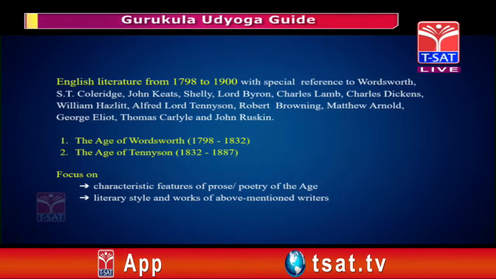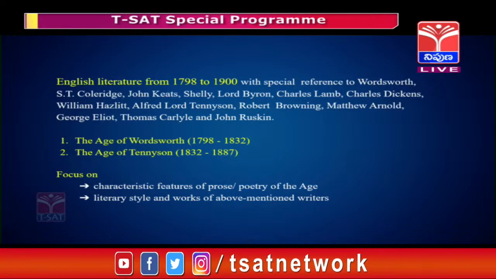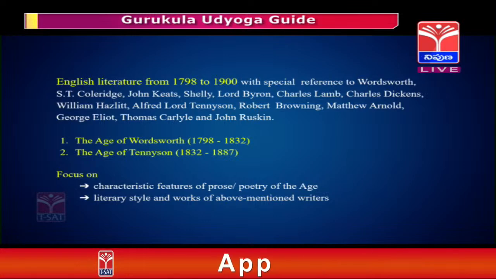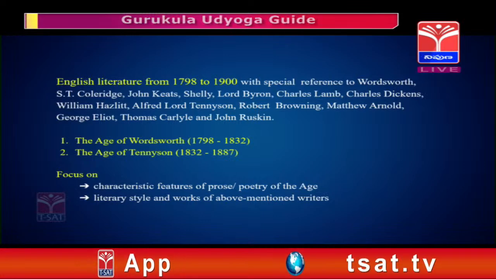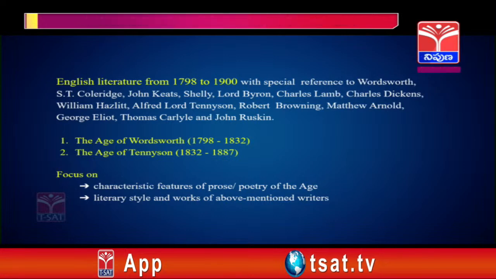Now when you look at this period from 1798 to 1900, broadly speaking, it covers 2 ages in the history of English literature. These are the age of Wordsworth, which is from 1798 to 1832, and the other one is the age of Tennyson, which is from 1832 to 1887.